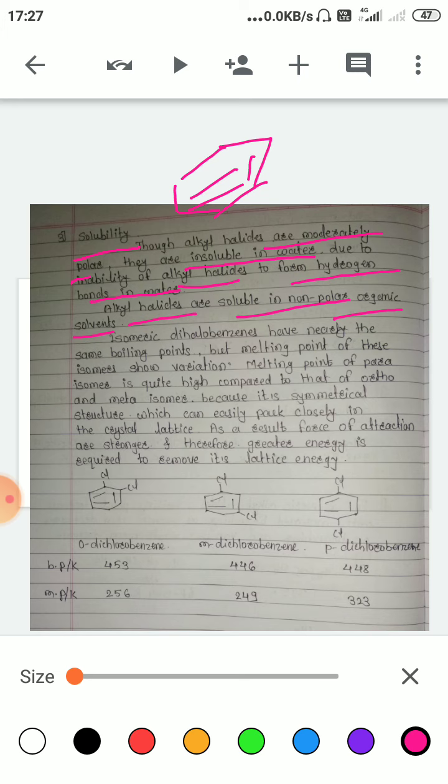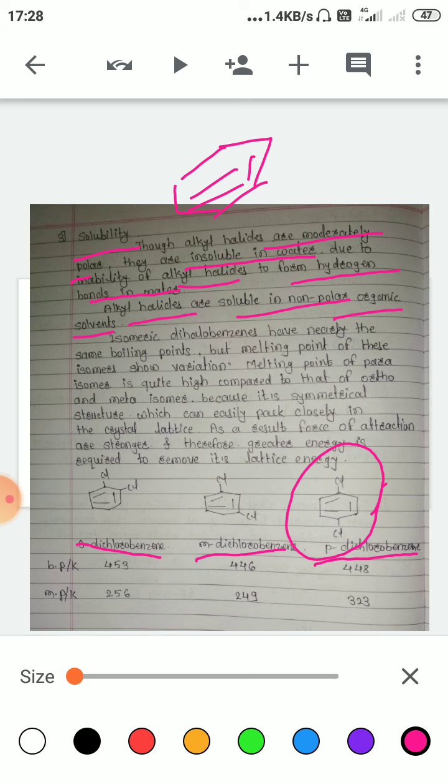1,2-dichlorobenzene, 1,3-dichlorobenzene and 1,4-dichlorobenzene. We can consider the common name system: ortho-dichlorobenzene, meta-dichlorobenzene and para-dichlorobenzene. Out of all these three structures, para-dichlorobenzene is a symmetric structure, and a symmetric structure can arrange compactly in crystal lattices.